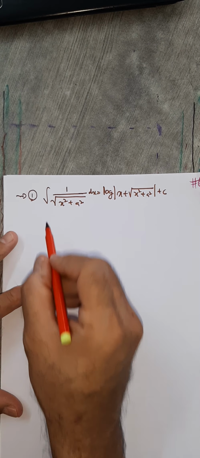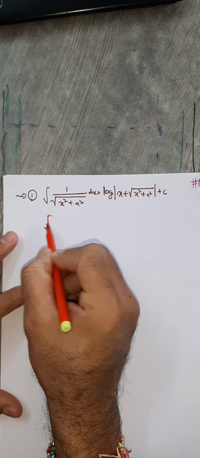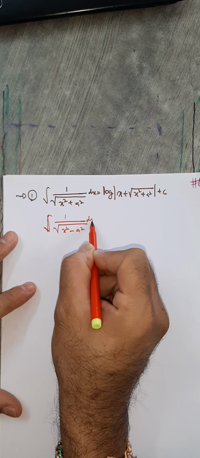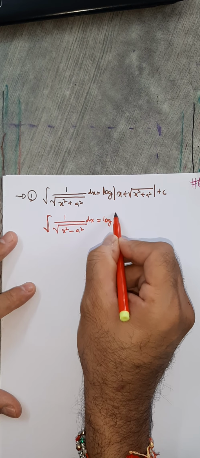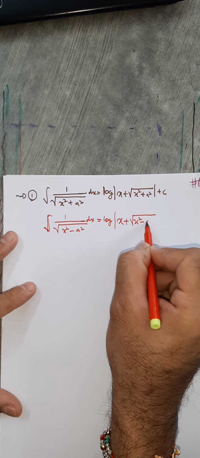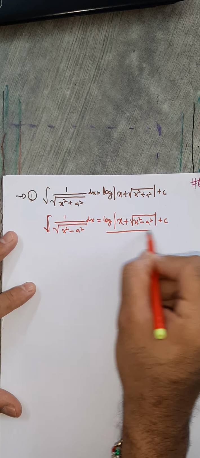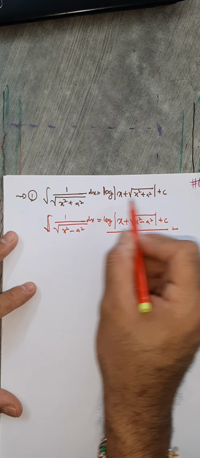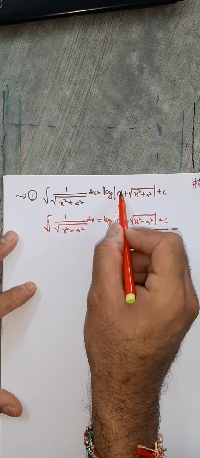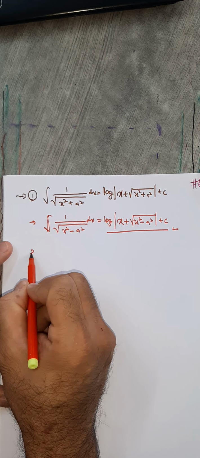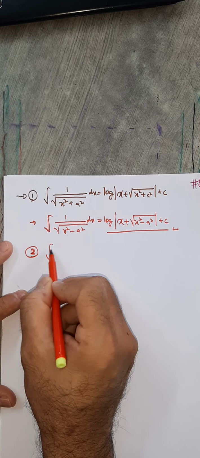Integral of 1 upon root of x square plus a square. If you have even minus here, this is 1 upon root of x square minus a square, the same formula: log of mod of x plus the same expression, which is root of x square minus a square, plus c. Okay, one is this.